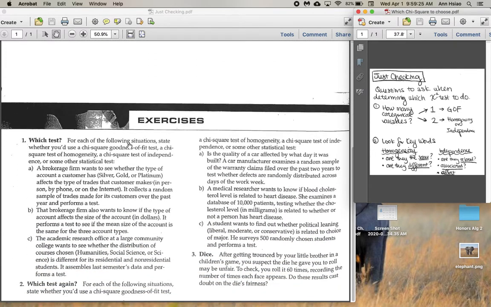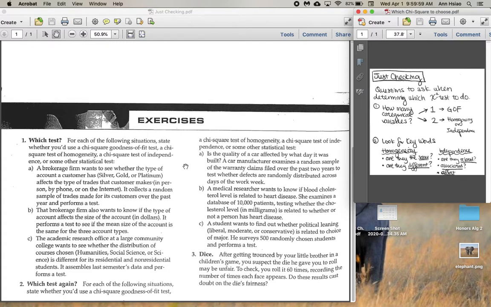All right, so here, ask which tests. Now this one's a little bit different because now they're giving you 4 options. You can either have a chi-square goodness of fit test, a chi-square test of homogeneity, chi-square test of independence, or some other statistical test. All right, so that means if the variable is not categorical, then you have to choose other.